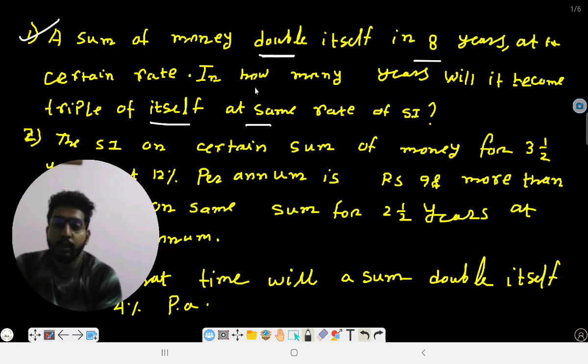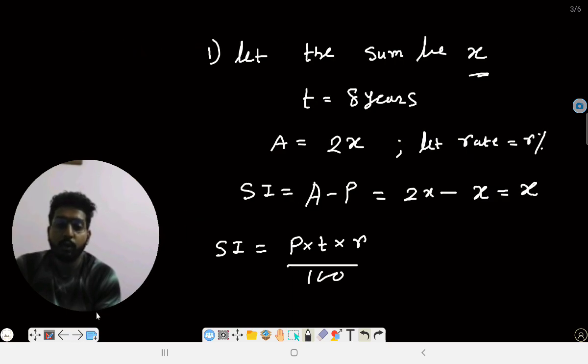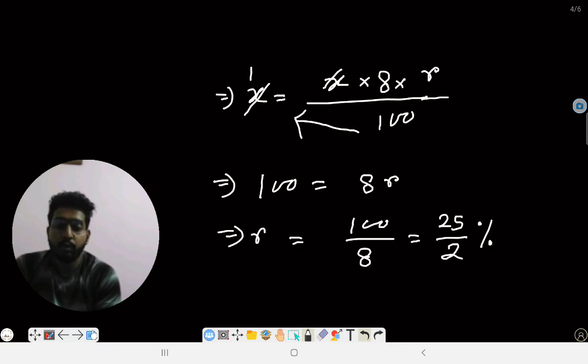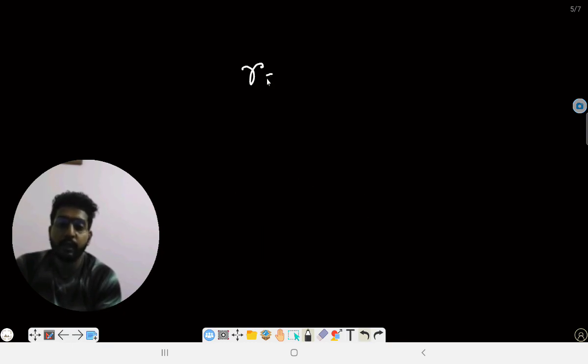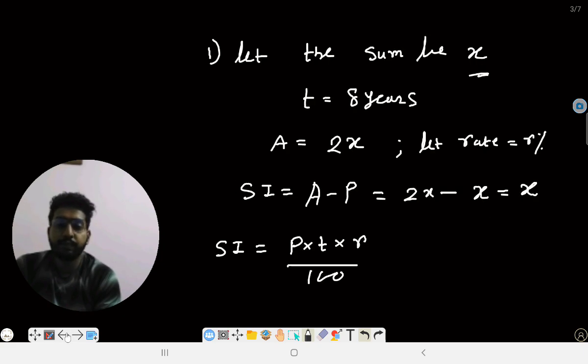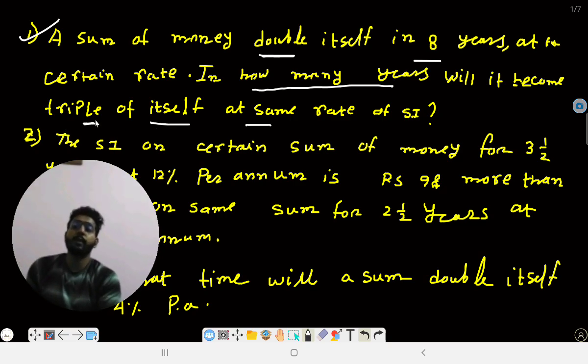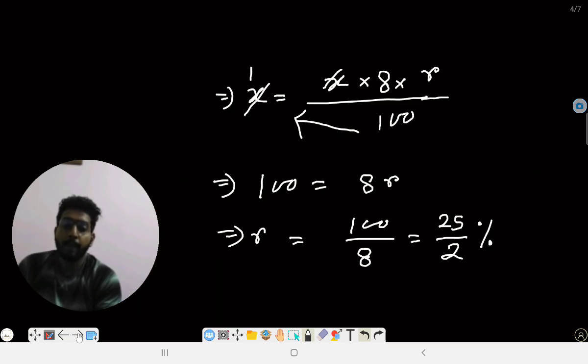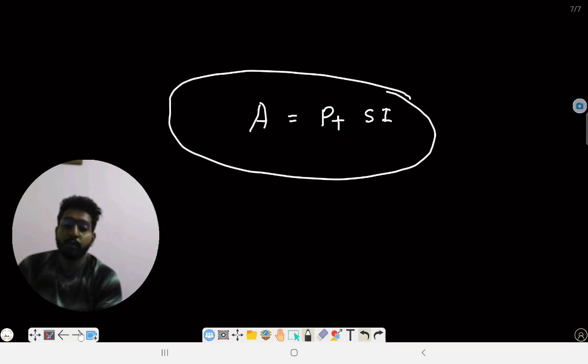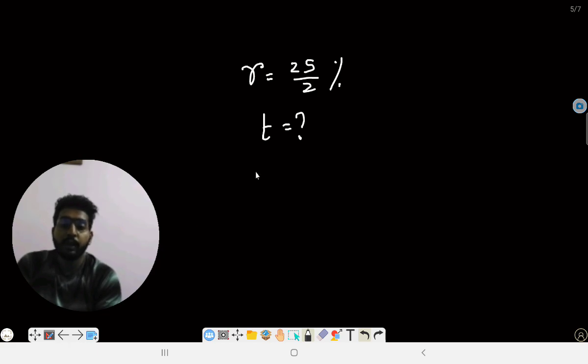Now the next part: in how many years, that means you have to find the time. The rate is the same rate, 25 by 2 percent. Time we need to find, and it is given: in how many years will it become triple of itself at the same rate of interest? That means the amount will now be triple. So the rate will be 25 by 2, and you have to find the time. Now what will be the amount?